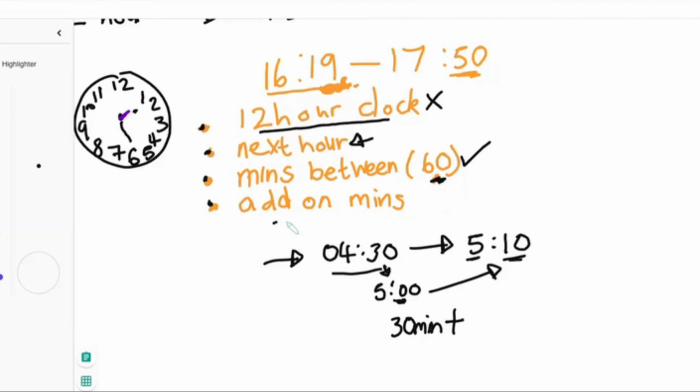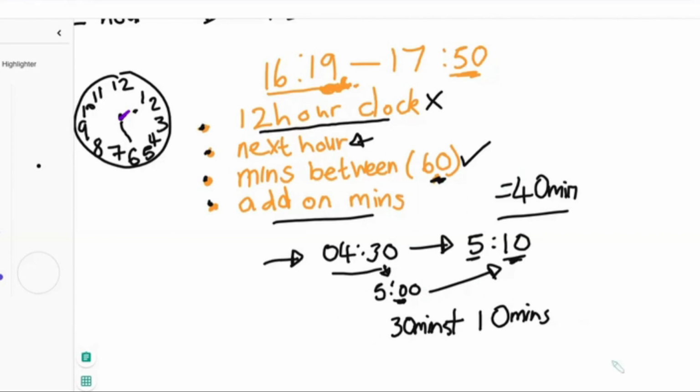What's the next step? Correct, we need to add on these minutes. So we need to add on 10, right? So we are on 30 minutes plus 10 mins. What's 30 mins plus 10 mins? Nice and simple addition. 30 plus 10 is 40. Fantastic. It's 40 mins. Okay, so our answer is 40 minutes. So between 4:30 and 5:10, we have 40 minutes between those times.